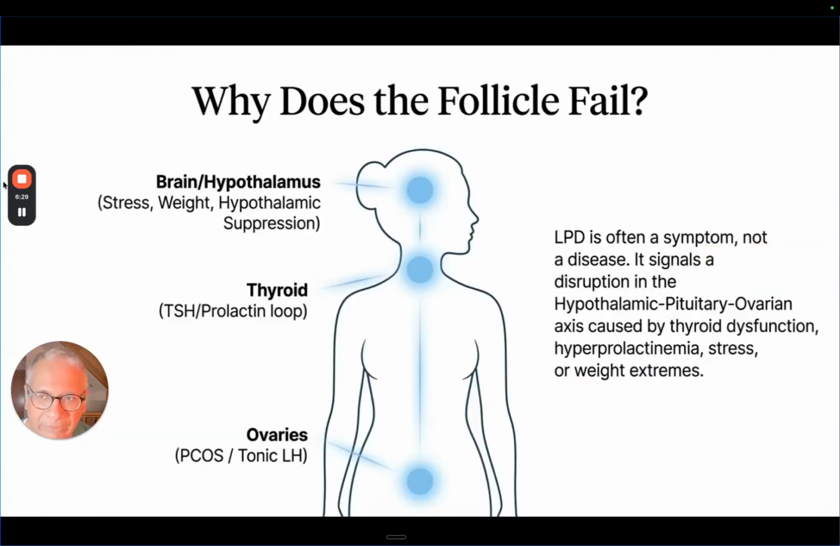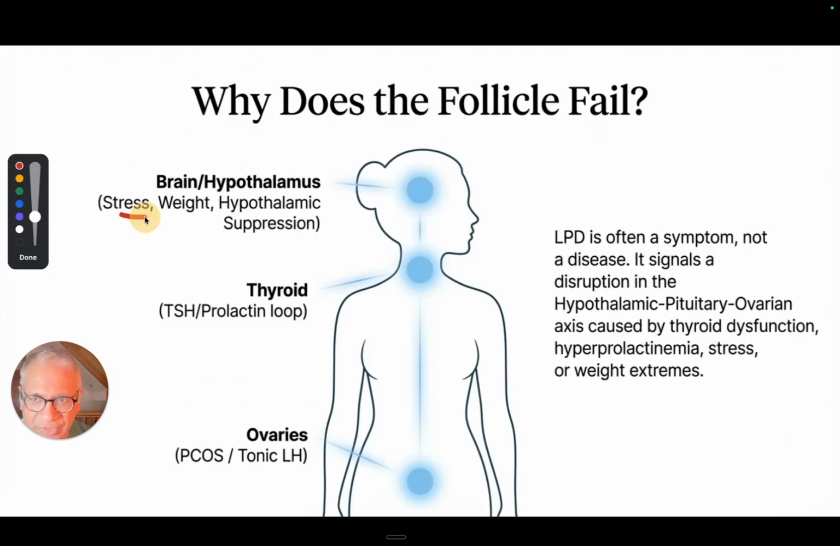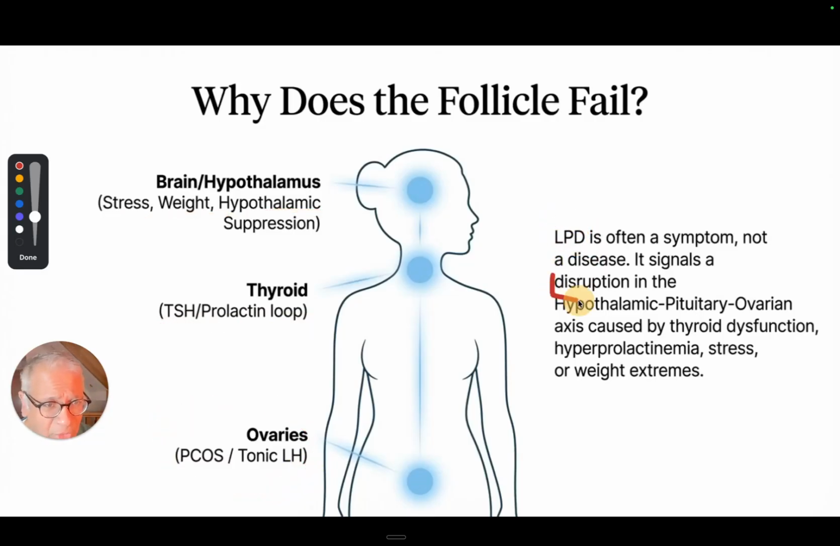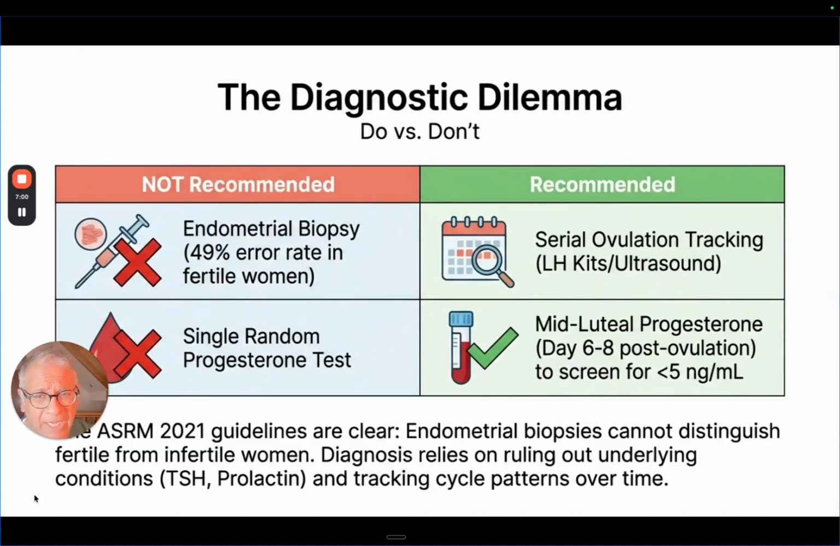So why does a follicle fail? Multiple reasons. Stress, weight loss, hypothalamic, thyroid abnormalities, PCOS. Luteal phase defect is not a disease, it is a symptom. It signals the disruption of the hypothalamic pituitary function, and is caused often by thyroid dysfunction, hyperprolactinemia, stress, and extreme weight loss. Is a biopsy recommended? The answer is no. Single blood test? The answer is not really.